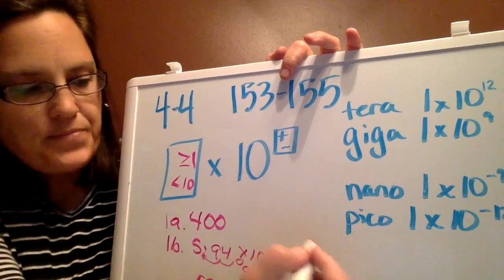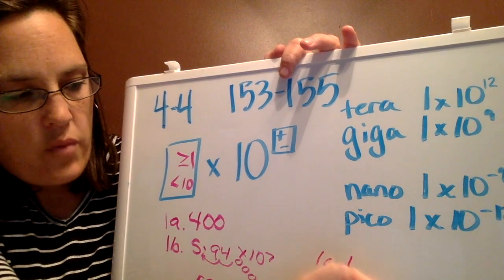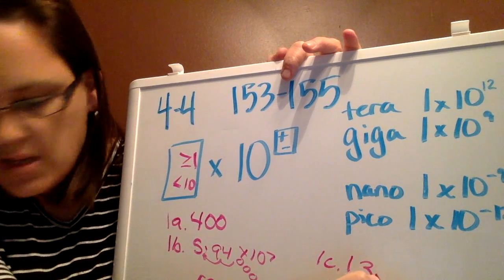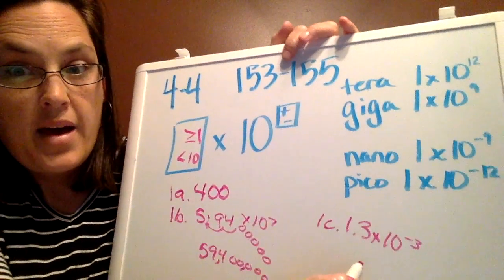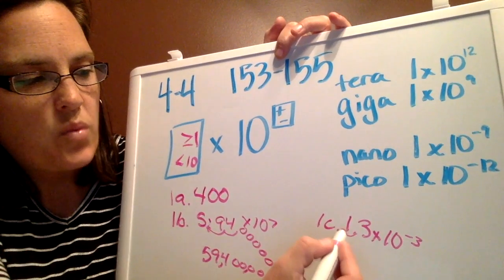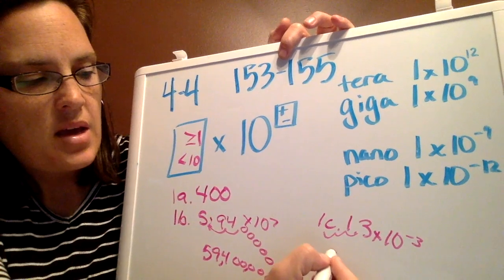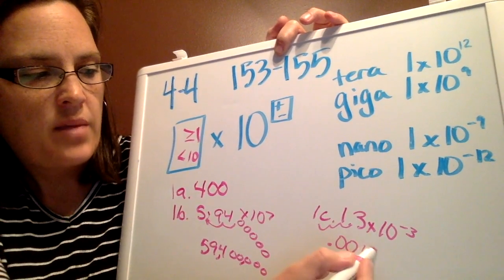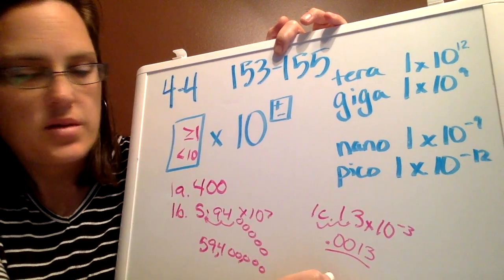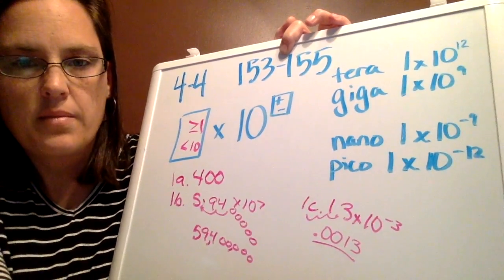For 1c, we have 1.3 times 10 to the negative 3. If we move that back 3 spaces, 1, 2, 3, we have to fill in 2 zero placeholders there and then put the 1, 3. So that's 0.0013.